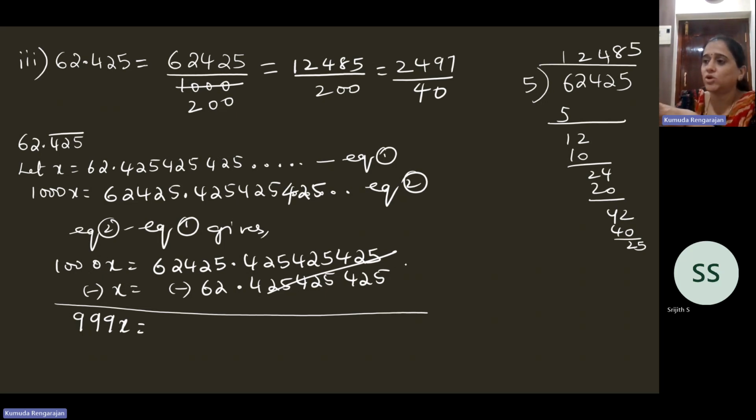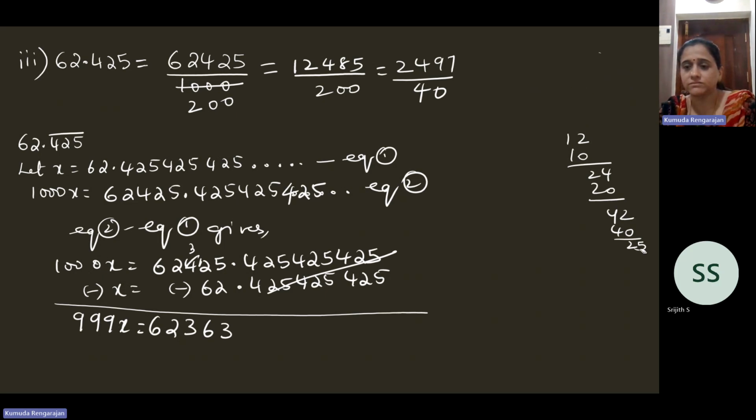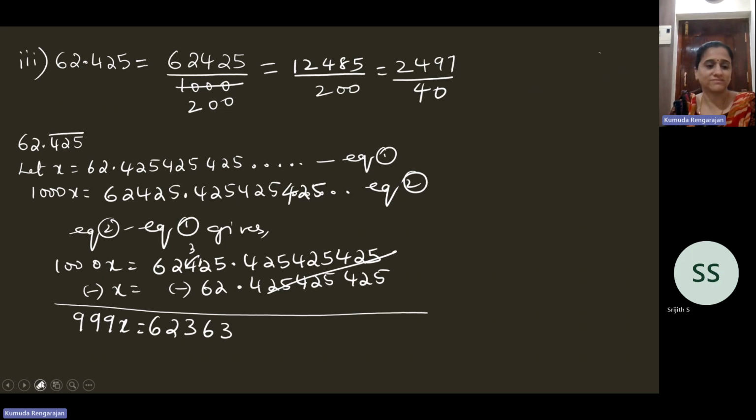Children, I'm happy that you all got it right. One second. So 5 minus 5, 0. 2 minus 2, 0. 4 minus 4, 0. So the decimal part, you can just cancel out like this. So here 5 minus 2, 3. And borrow, 12 minus 6, 6. 3, 2, 6. So x is equal to 62,363 by 999.